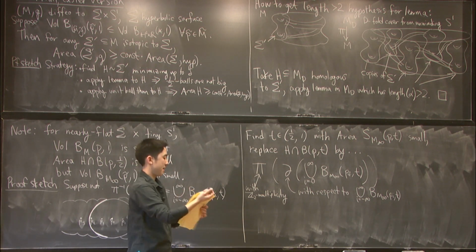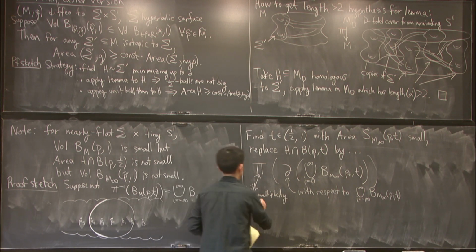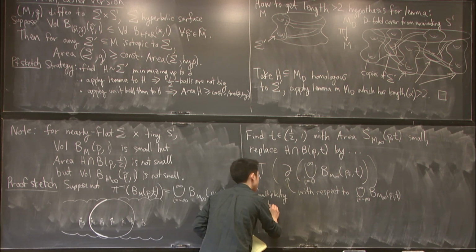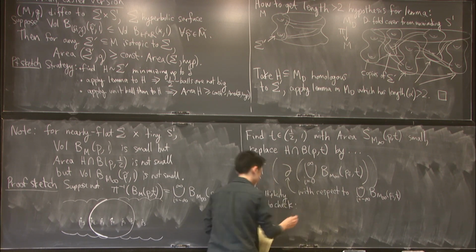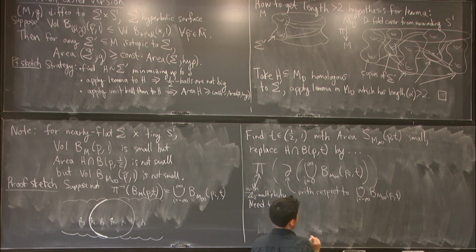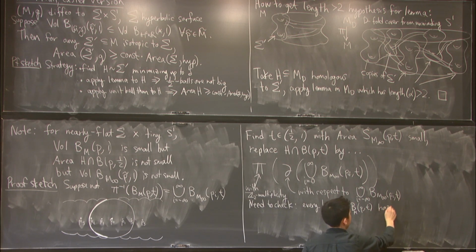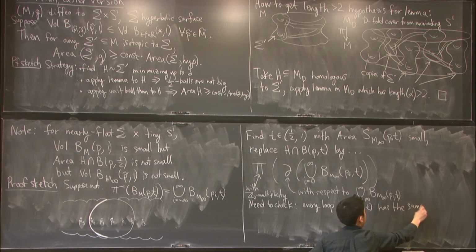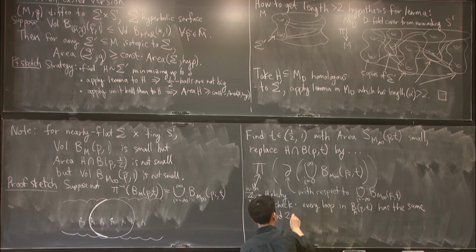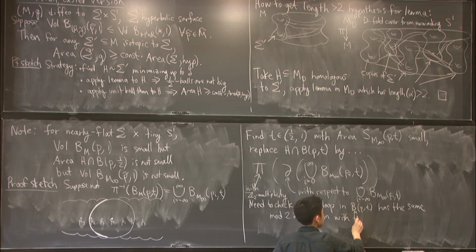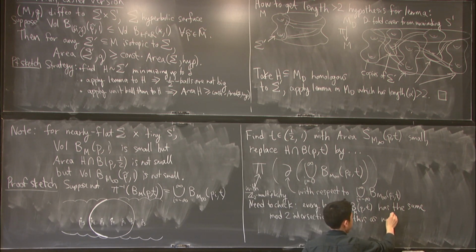Okay, so this is the construction that I claim is going to give us the right thing. And what we would need to check in order to do the proof is that this is actually homologous to what we started with. So in particular, every loop in the ball in M of radius T has the same mod 2 intersection with this as with H.